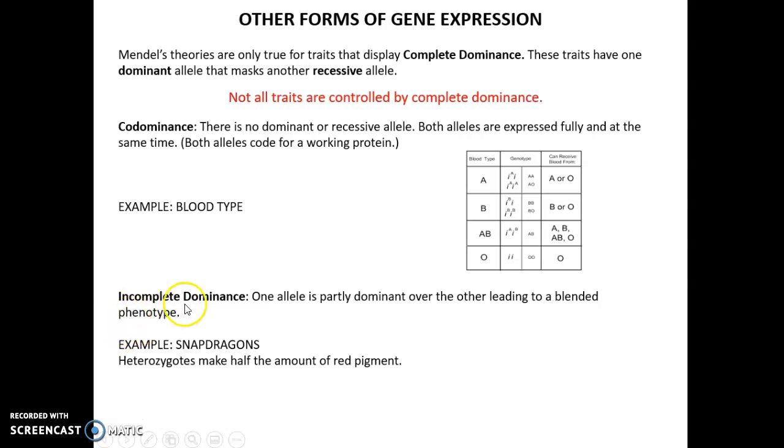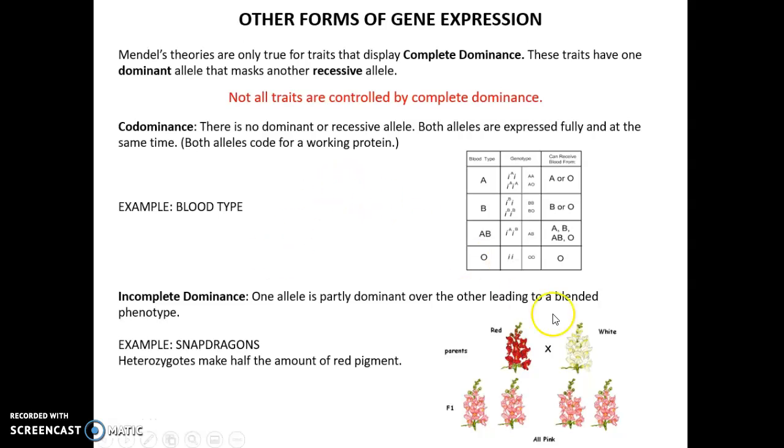Okay, and then there's incomplete dominance. In incomplete dominance, one allele is partly dominant over the other, leading to a blended phenotype. If you have ever seen snapdragons, they're really cool flowers. There'll be red flowers, there'll be white flowers, and then the hybrid is not red like you would expect. It's actually pink. It's a blend. So less red protein is being made, which makes it appear pink. Okay, that's incomplete dominance. I'm going kind of quickly because I don't have much time on these.